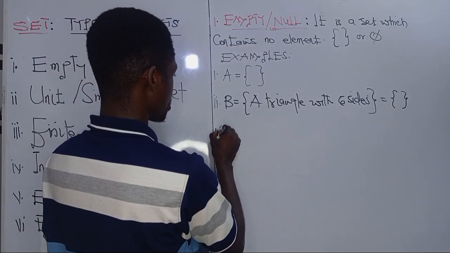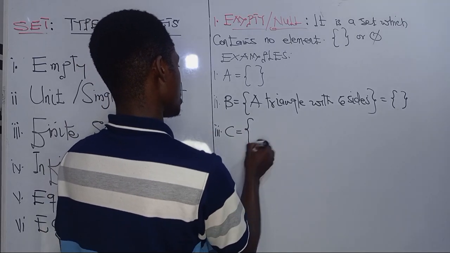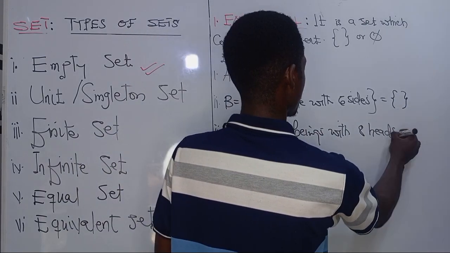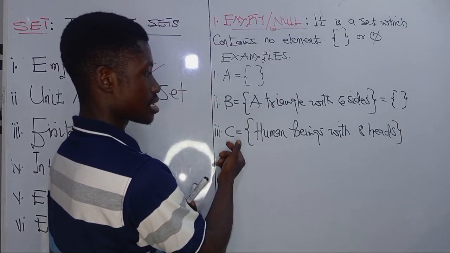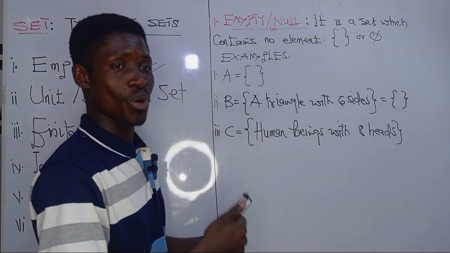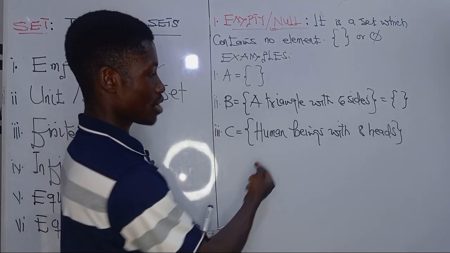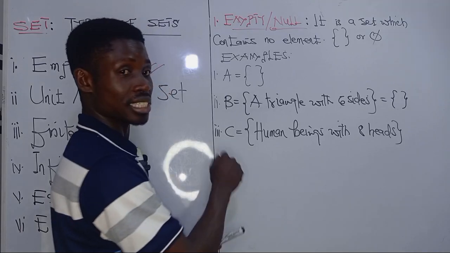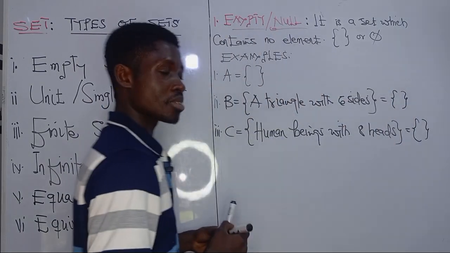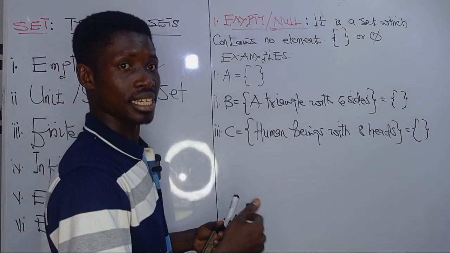We can also look at, if you have set C, and then this set C contains, so we have set C which contains the element human beings with what? 8 heads. We all know that we don't have any human being with what? 8 heads. So if we have to list the element for this particular set, we are going to get what? An empty set. So this set is what? A null or an empty set.